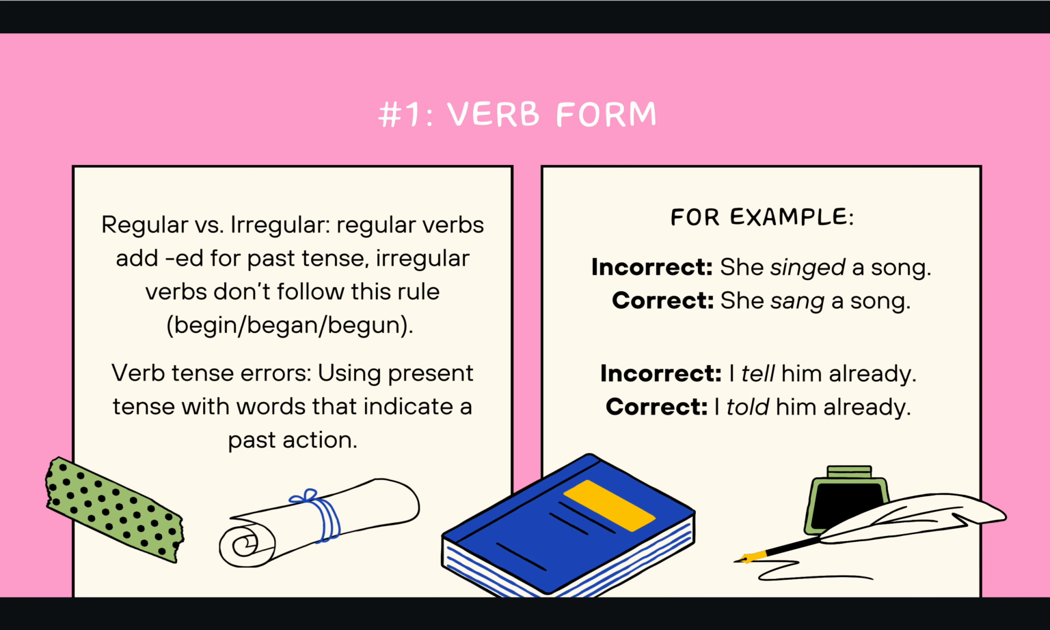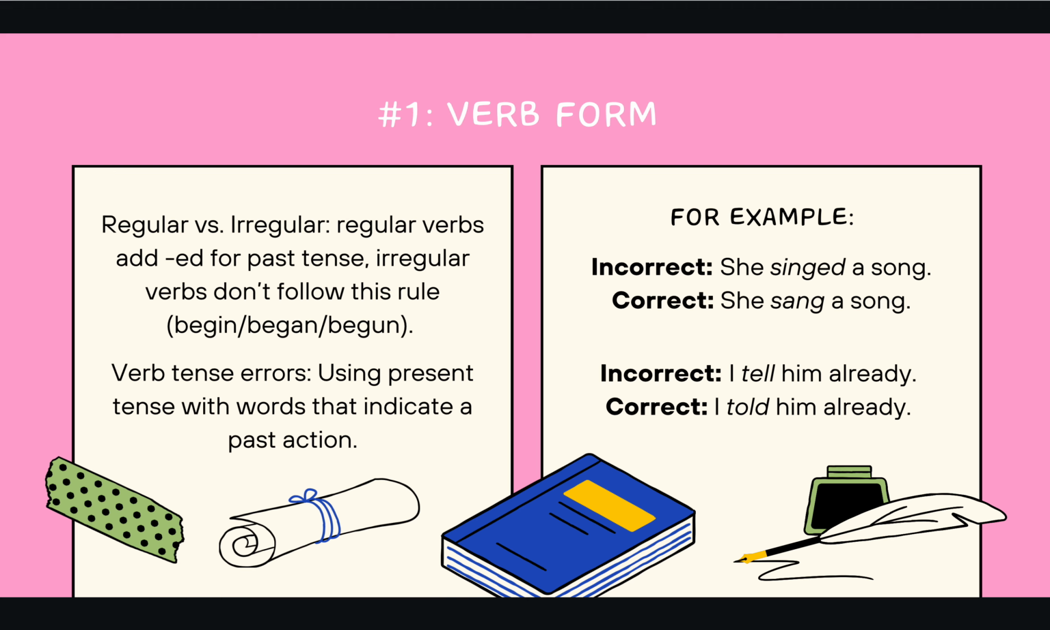So this first one is verb form, and this is kind of tricky. There are regular versus irregular verbs. Regular verbs use an added -ed for past tense, while irregular verbs don't follow this rule. So begin, began, and begun don't use -ed at the end. For example, an incorrect form would be "she singed a song," but a correct form would be "she sang a song," right?